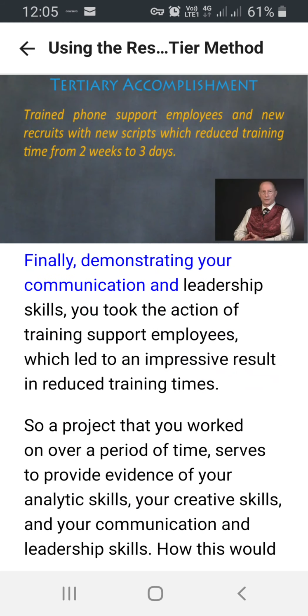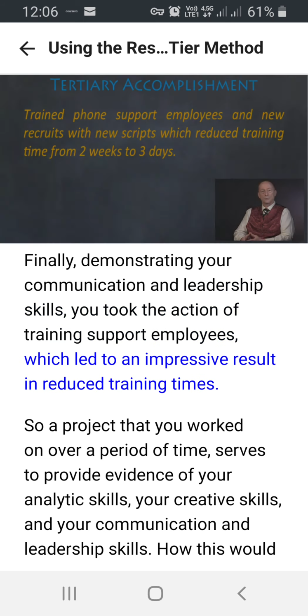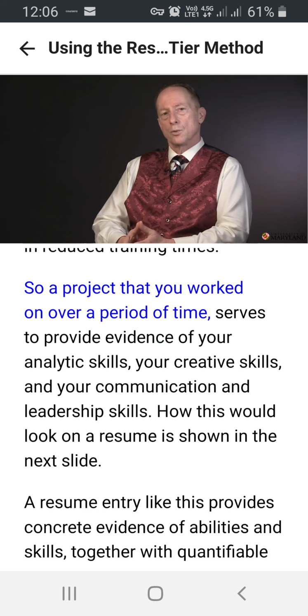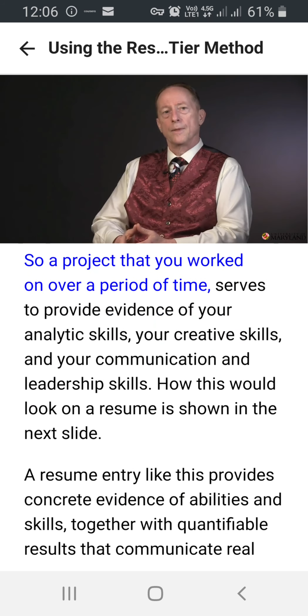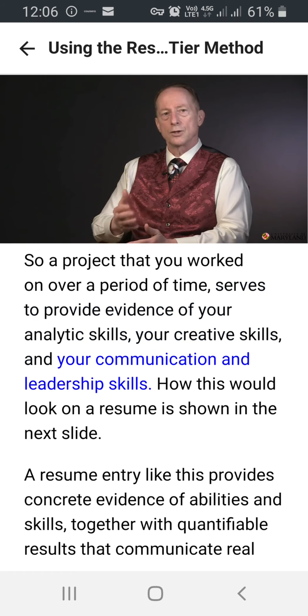Finally, demonstrating your communication and leadership skills, you took the action of training support employees, which led to an impressive result in reduced training times. So a project that you worked on over a period of time serves to provide evidence of your analytic skills, your creative skills, and your communication and leadership skills. How this would look on a resume is shown in the next slide.